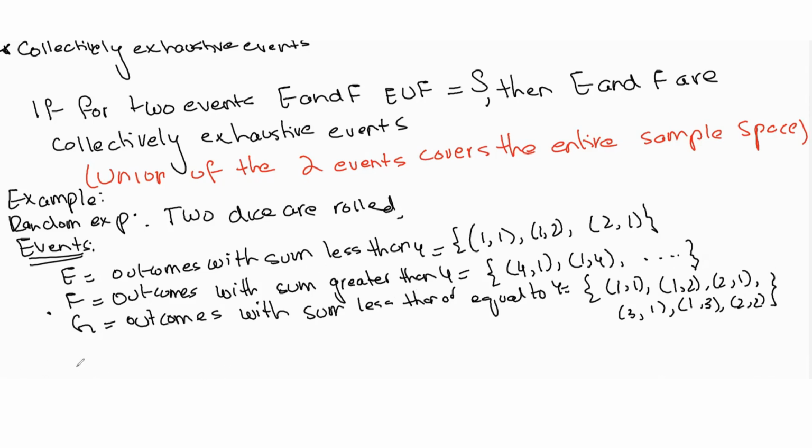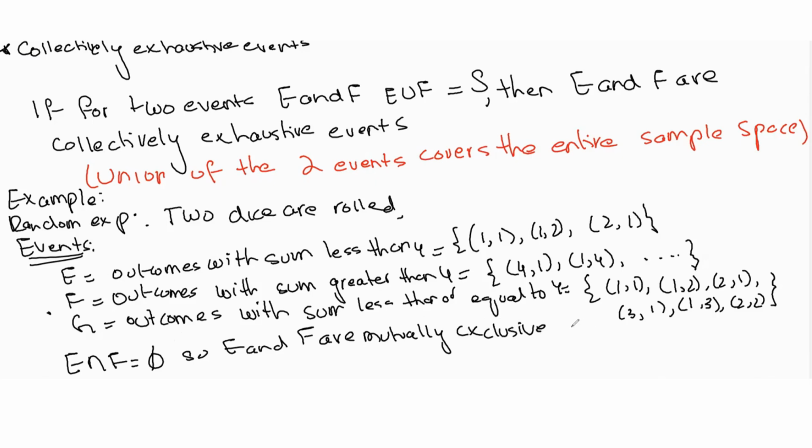In this example, we'll note that E intersection F is equal to the null set. There's nothing in common. E has all those outcomes which have a sum less than 4. F has strictly all those outcomes which have a sum greater than 4. They don't share any common outcomes. So E and F are mutually exclusive, like we talked about, because the intersection is the null set. You can't roll two dice and get a sum that is simultaneously less than 4 and greater than 4.